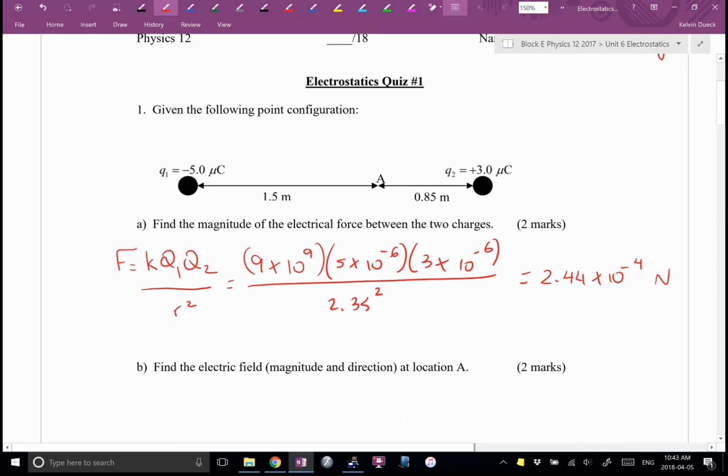Now, before I go to part B, what if I had asked for the direction? I would have to tell you which charge we were talking about. What direction is the force on charge 1, on Q1? Is Q1 feeling a force to the left or to the right? Because like charges repel and unlike charges attract. Both of these charges are feeling a force inwards, so Q1 is getting pulled to the right, Q2 is getting pulled to the left.